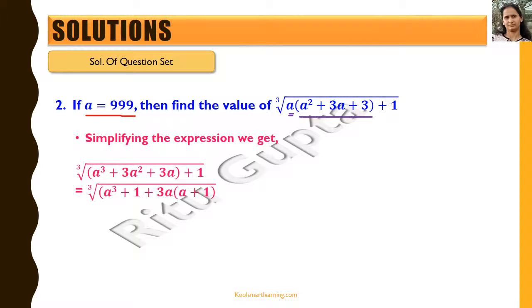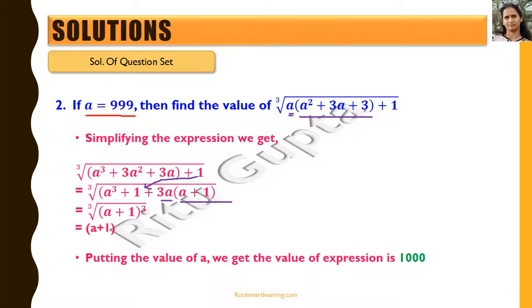Now we use the identity here by first rearranging them. We get a cube plus 1, plus we just got this 1 here, and rearrange them as 3a square plus 3a, which is written as 3a into (a plus 1). So now we use the identity because (a plus 1) whole cube is nothing but a cube plus 1 plus 3a into (a plus 1). So this becomes (a plus 1) whole cube, and the cube root of this whole expression is nothing but a plus 1. And since a is equal to 999, we get the value of this expression as 1000.